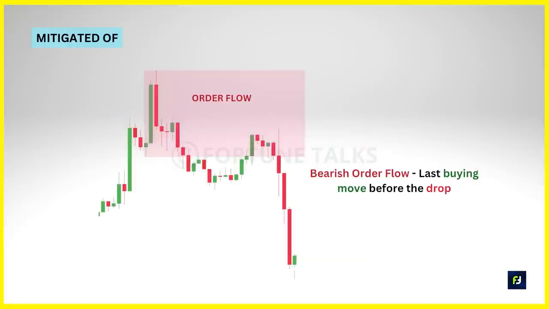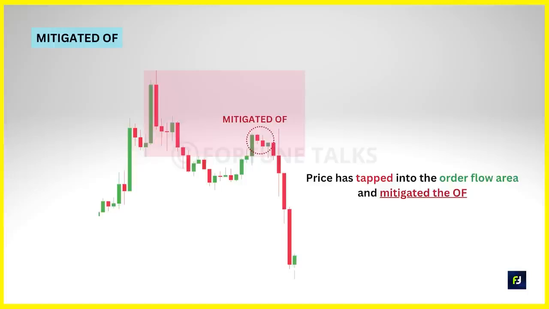Look at another example, but this is for a bearish structure. We can spot the last buying move before the drop and mark this area as a bearish order flow. Then you will notice that the price has tapped into this order flow and therefore it is already mitigated. So this order flow will not work for future price moves and it is not worth considering.